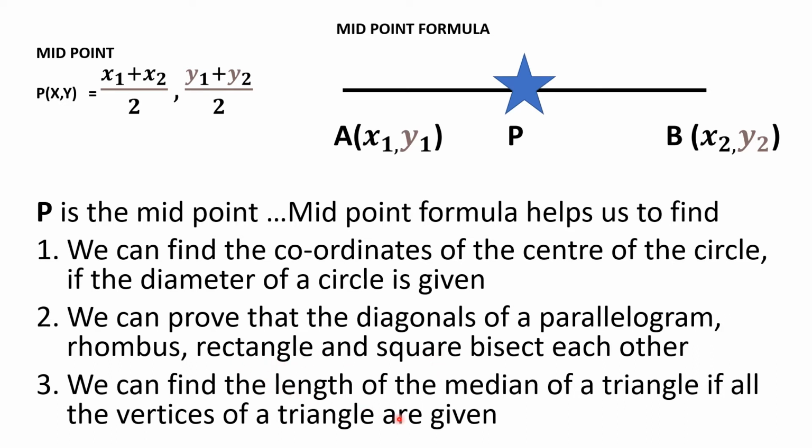We can find out the length of the median of the triangle if all the vertices of the triangle are given. A median is the line from the opposite vertex to the midpoint of the opposite side of a triangle. So we can find this out also.